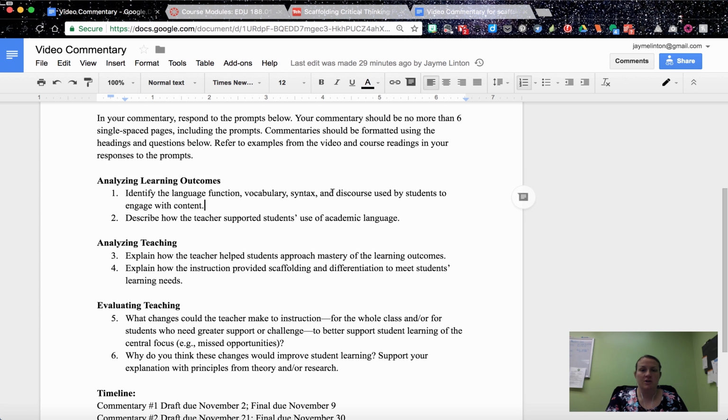So for each of these questions you should aim for approximately 1 page in response. So we're going for no more than 6 single-spaced pages, but it should be pretty close to 6 pages. So really 5 or 6 pages is what we're looking for. Anything less than 5 pages is not going to be enough to justify the practices.